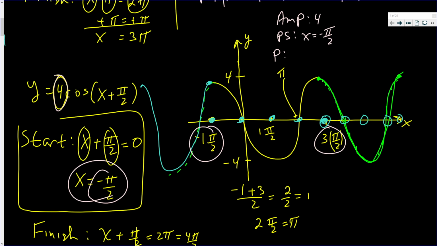How far is it from negative 1 to 3? It's 4. 4 what? Pi over 2's. It's 2 pi. You want to go the finish minus the start. That's okay. The denominators are the same. 3 pi plus pi is 4 pi. Divided by 2 is 2 pi.